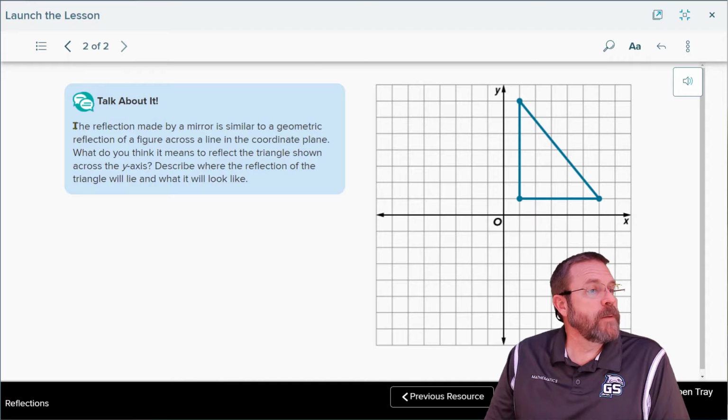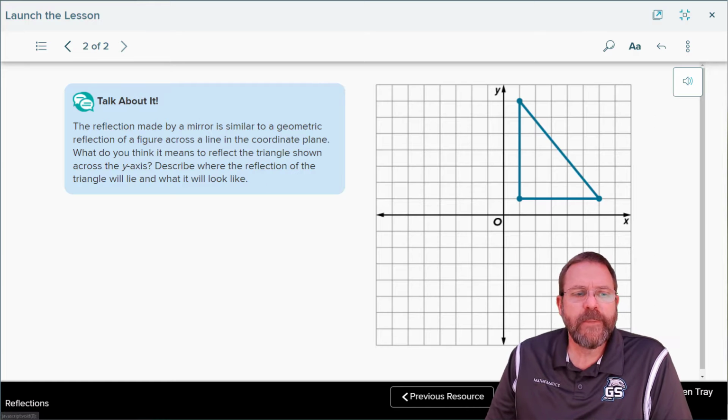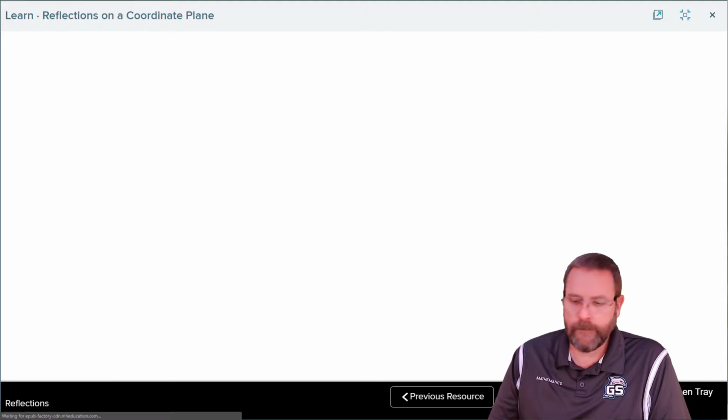The reflection made by the mirror is similar to a geometric reflection of a figure across a line on the coordinate plane. What do you think it means to reflect the triangle shown across the y-axis? Describe how the reflection of the triangle will lie and what it will look like. These are some of the things we're going to be learning about in today's lesson.